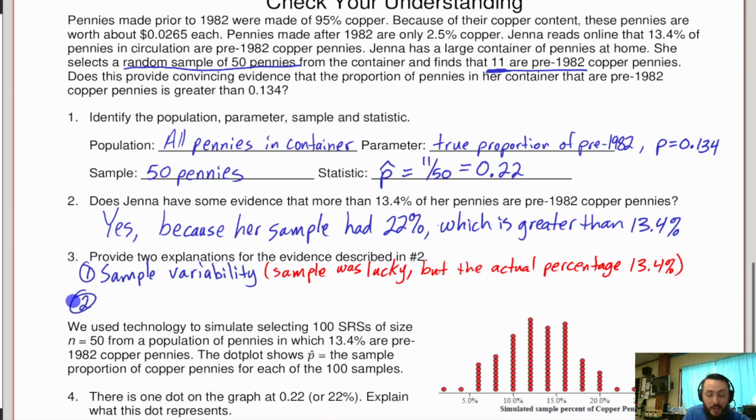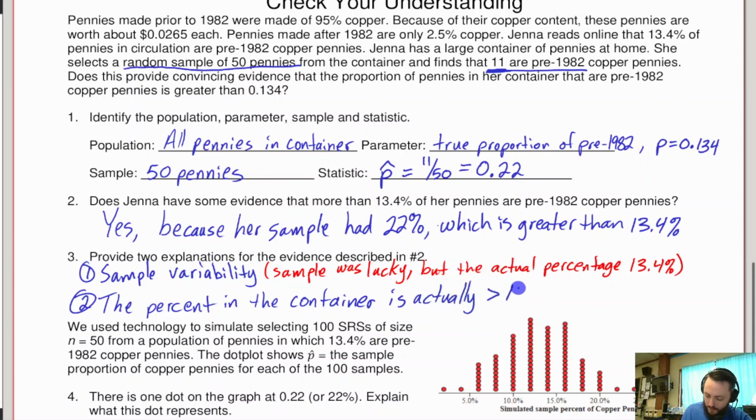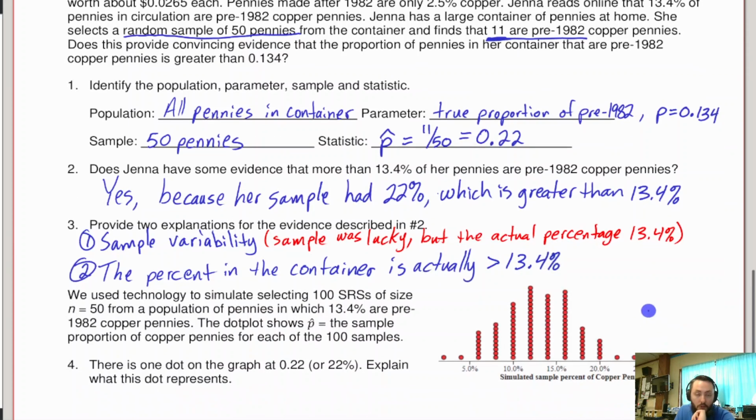Now the other reason, and this is the one we're interested in, is that the percent in the container is actually greater than 13.4%. So how do we distinguish between just sample variability, getting lucky in our sample, and actual evidence that something funky is going on, that our container does have more than 13.4%?